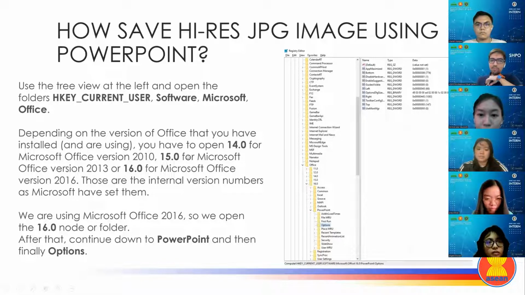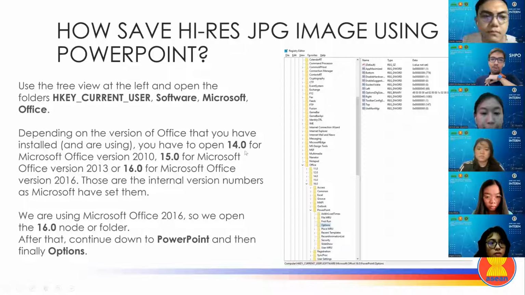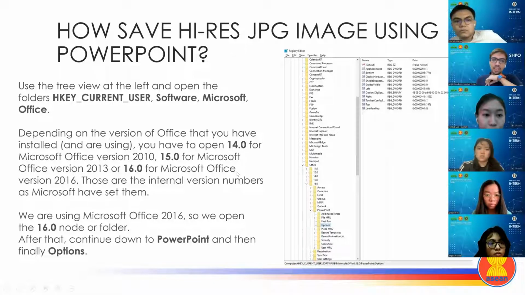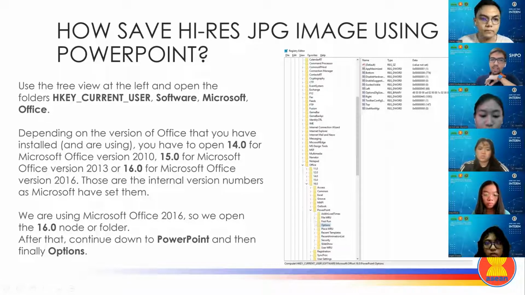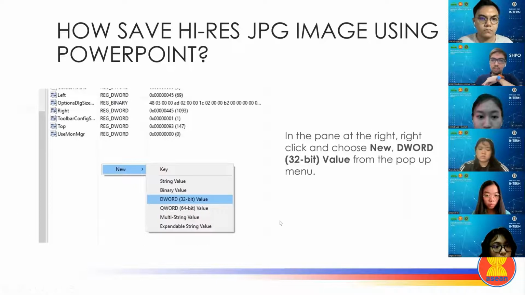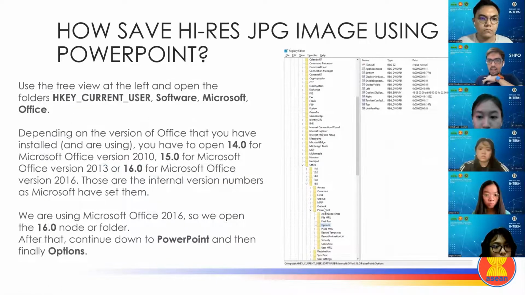So it depends on the Microsoft Office you're using. So you have to open 14 for Office 2010, 15 for 2013, and 16 for version 2016. Then after that, continue down to PowerPoint and then finally options. So options. You need to see this. Naka-follow?